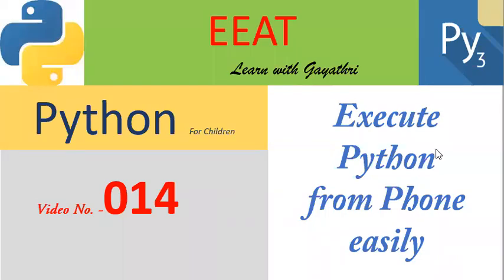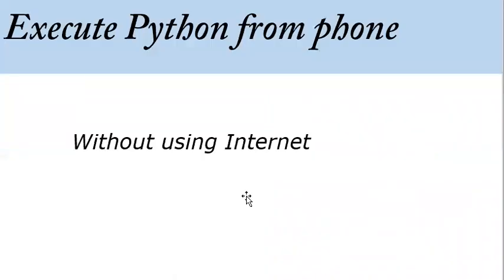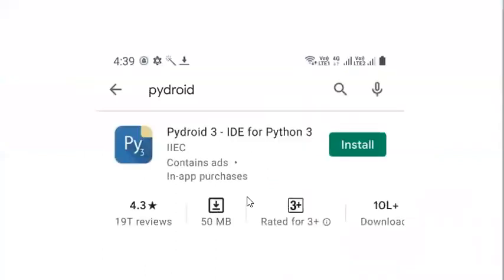So friends, in this video, I'll show you how to execute Python programs on your Android phone. To execute Python programs, you do not need an internet connection. Only to install the application, you'll need internet.